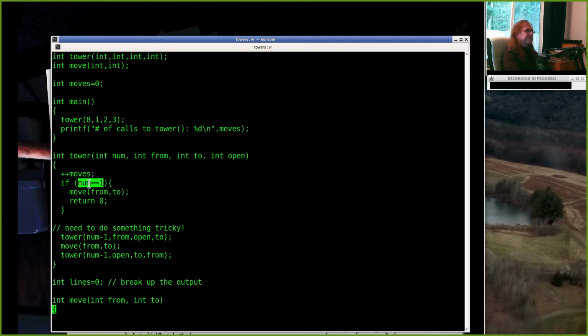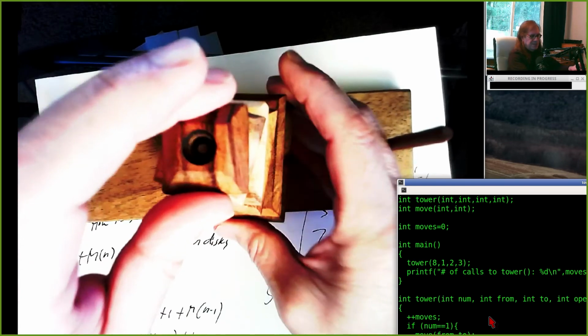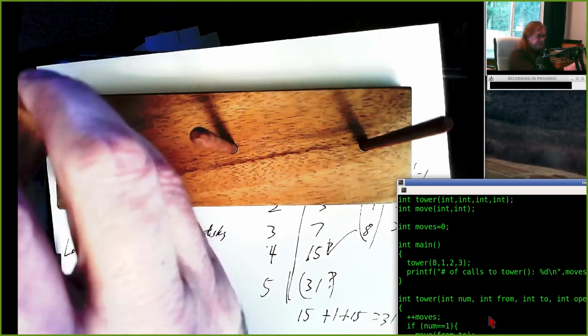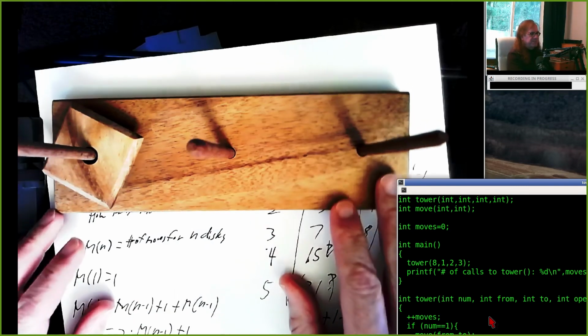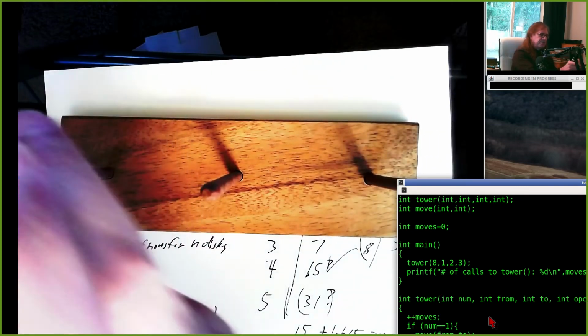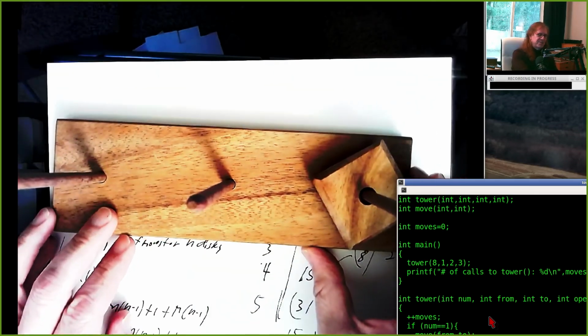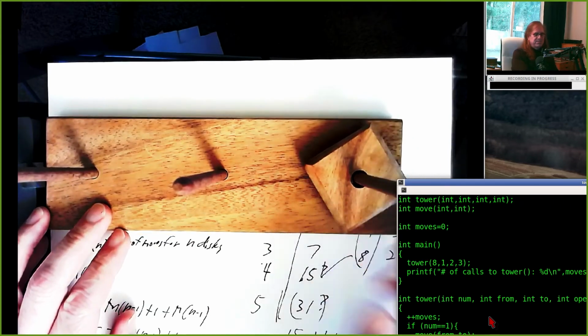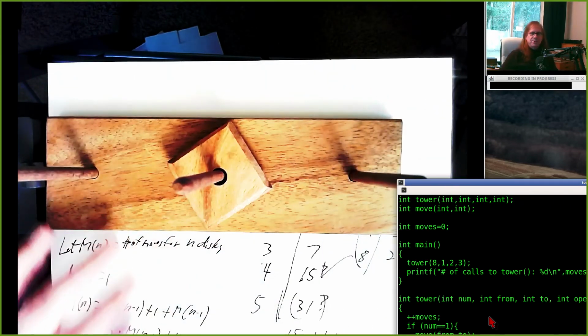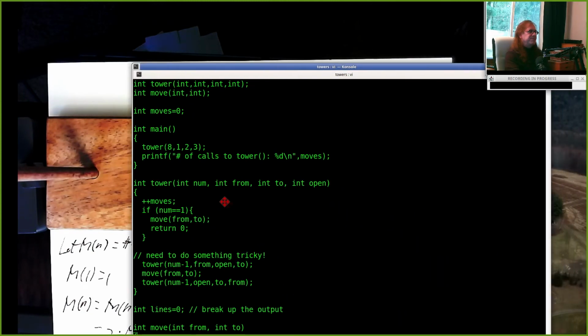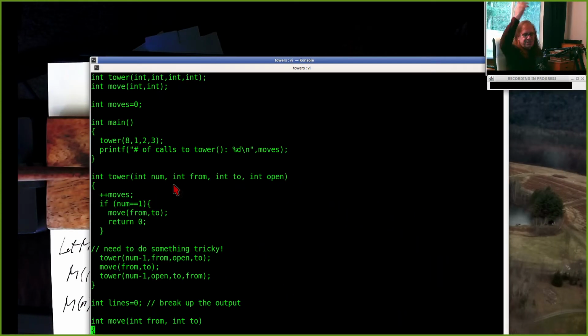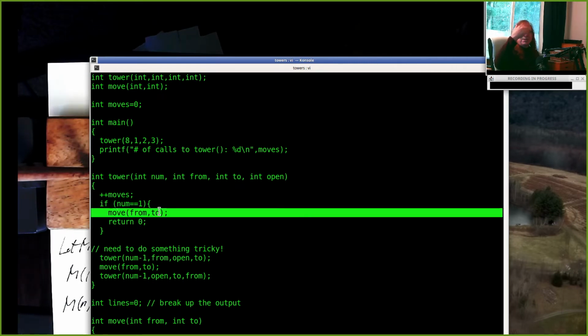If the number of disks I have to move is 1, it's really simple. Just move from the source stick to the destination stick. So if I say, hey, I want to move 1 disk from stick 1 to stick 3, how do I do that? Take the disk, move it from stick 1 to stick 3, we're done. If I say I want to move 1 disk from stick 3 to stick 2, what are the moves I make? Take 1 disk from stick 3, move it to stick 2. That's the base case, right? That's the easy one. If your whole task is to move a single disk, just move it, right? So if num is equal to 1, just do that move. And move is just a function that's going to print out what move I'm doing.